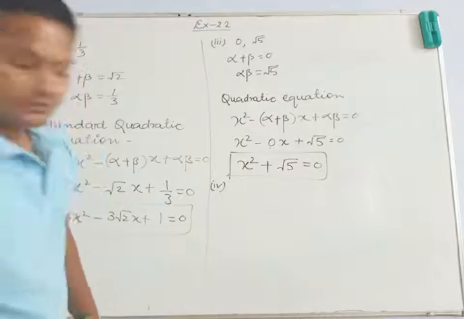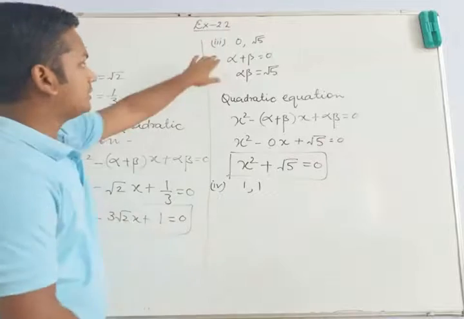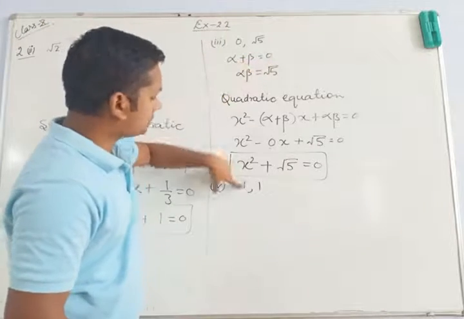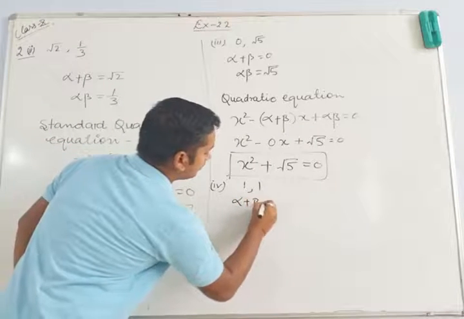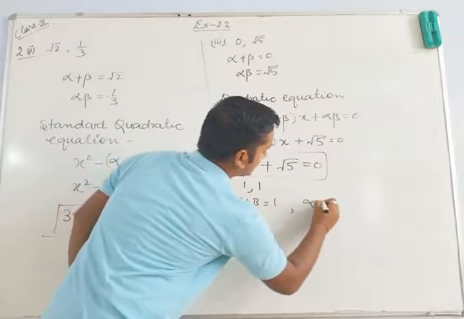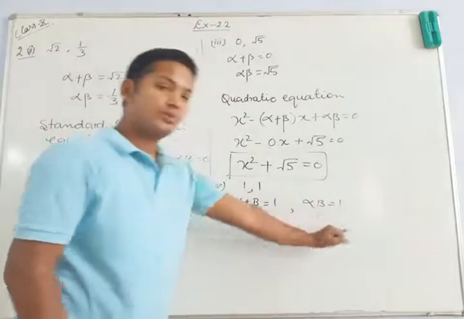Question number 4 is 1 comma 1. Again the same thing. Sum of zeros is 1 and product of zeros is 1. So alpha plus beta is what? 1, and the multiplication of the zeros is 1. Okay, तो यहाँ पर sum भी 1 है and product भी 1 है.